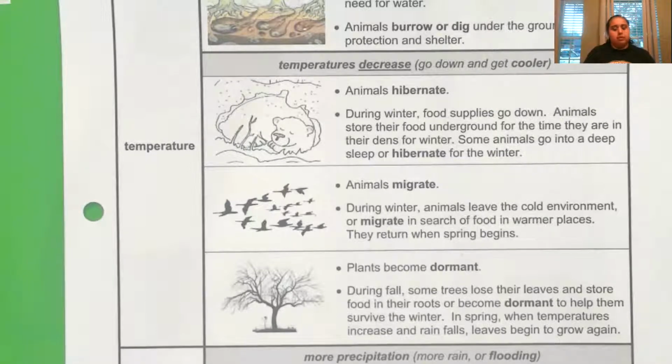Now, other animals migrate. What does that mean, Miss Cornelio, right? Migrate means they move from one place to another place to search for food in a warmer place. They go from the cold weather and find a place where it's much warmer and where they can find food, okay? They only do this during the winter when there's no food and the temperature gets cold. They'll come back again in the spring. Can you think of animals that migrate, that go where it's warm in the winter and come back in spring? If you said birds, you are absolutely correct. Birds migrate, whales migrate, butterflies migrate. These are animals that in the winter go to a different environment to find food and to find warmth.